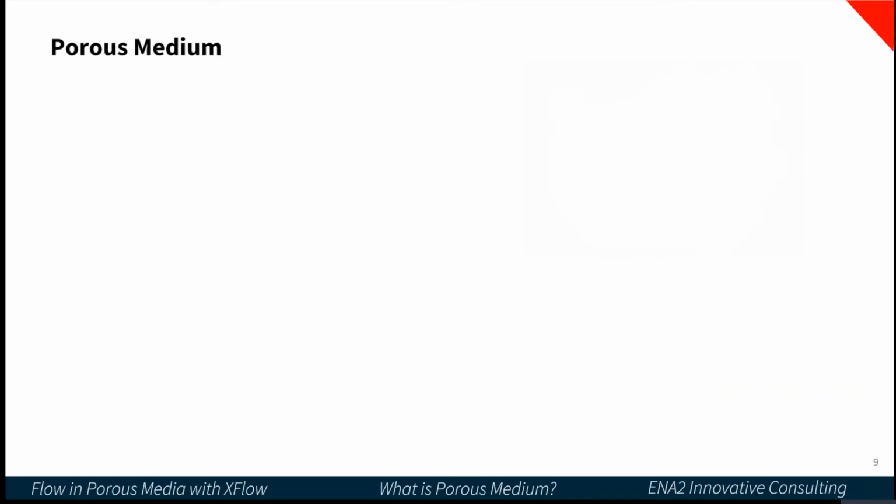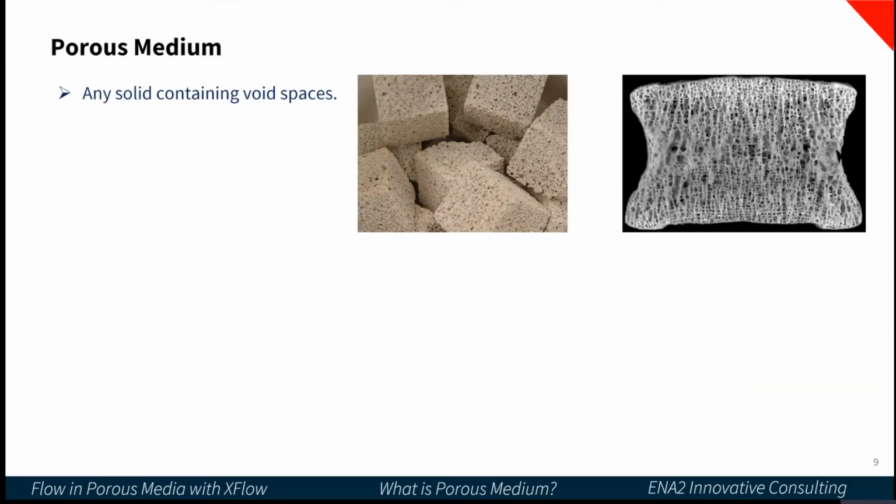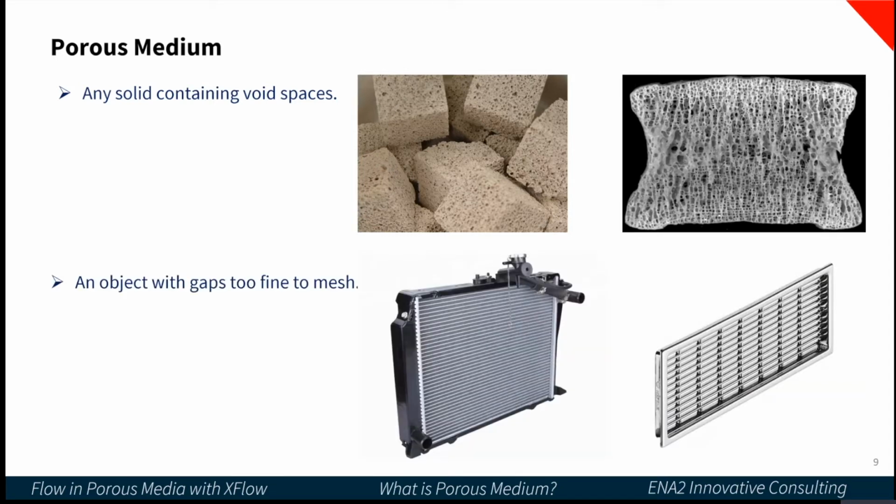Before talking about the porous medium module of XFlow, let's start with some definitions. We call porous medium any solid containing void spaces, or an object with gaps too fine to mesh. Looking at this radiator, you can see that those gaps are too fine to solve direct flow equations there. So as a result, we consider the whole object as a porous zone and use the porous zone techniques that I'm going to talk about later.